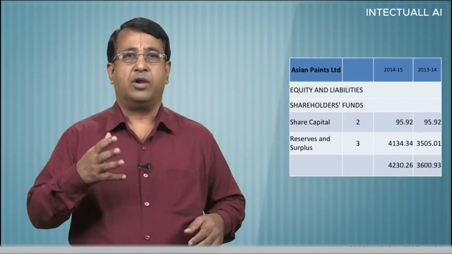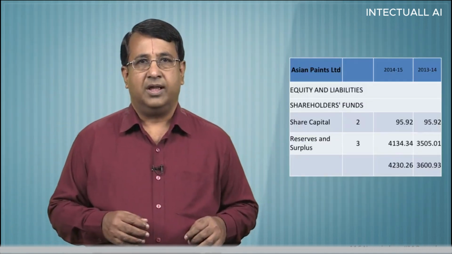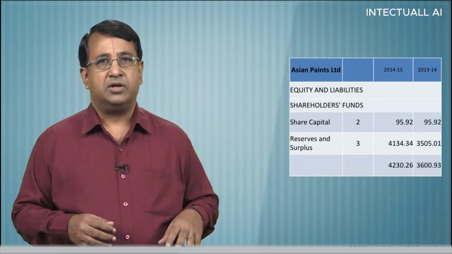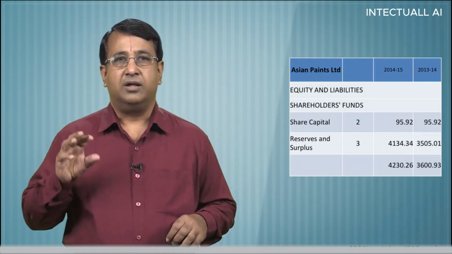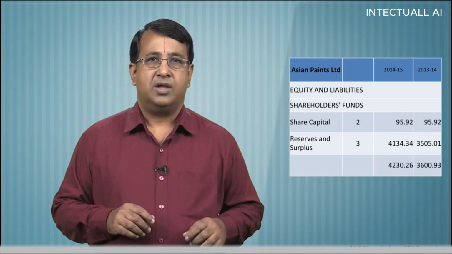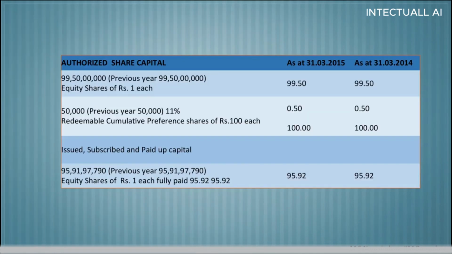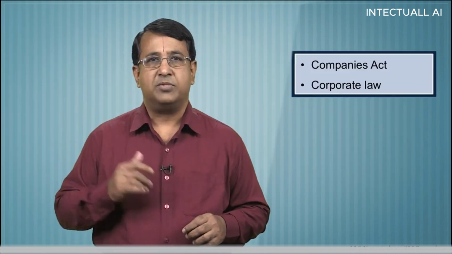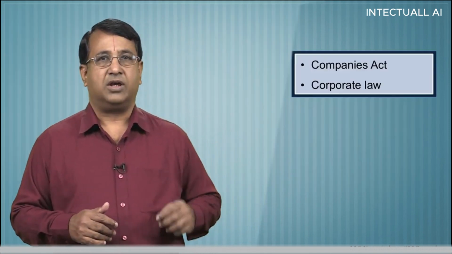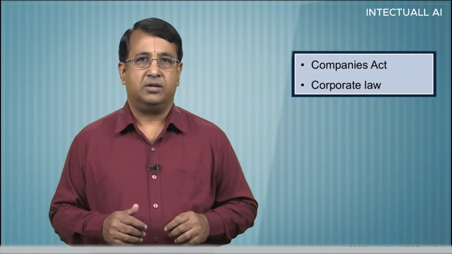Let us discuss more on shareholders fund. This section of a balance sheet consists of share capital and reserves and surplus. Under share capital, you will see several items. The first item is called authorized share capital. If you are starting a company, you need to follow a process outlined under the Companies Act or corporate law of the country to register a company.